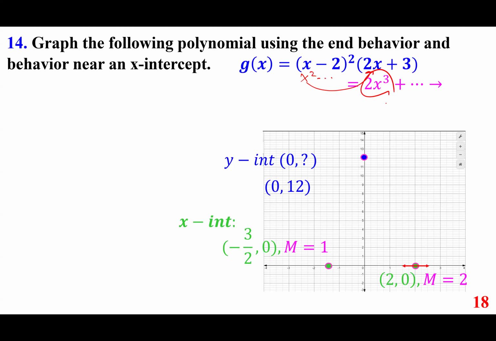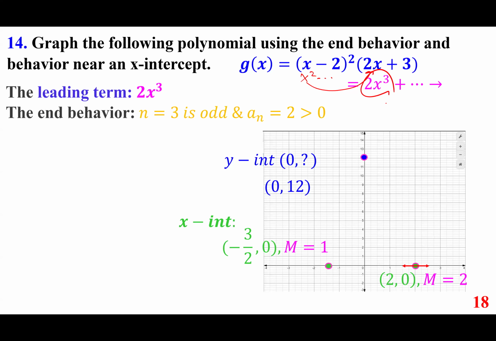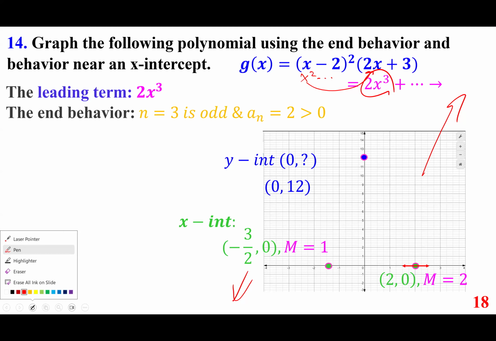You can write the rest of it. It's really not that big of a deal. But when you write the leading term, it gives you, again, a lot of information. Everybody, n is 3, which makes it odd. A sub n is 2, which makes it positive. And so in essence, we are talking about this end behavior. That's the concept that I want everybody to understand. So having said that, again, let me erase my work.